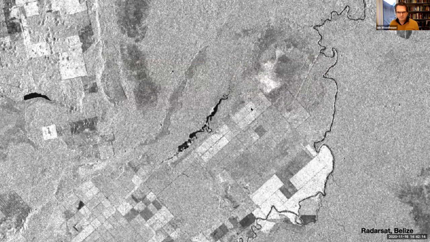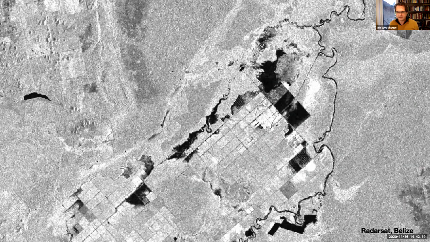This is actually a RADARSAT image from Belize, and this is a before and after in terms of when there has been flooding. That's before the flooding, and this is the flooding. In particular, you can see these large areas of rectangular agricultural fields that have gone from having short vegetation on them and therefore looking quite rough and bright to being very, very black because they're now covered in water. The agricultural areas that haven't gone black are either slightly higher in altitude or might have a higher vegetation cover.